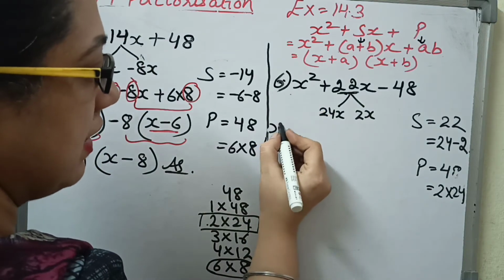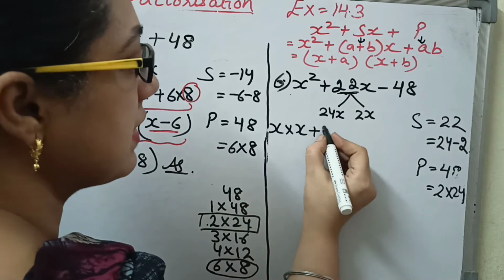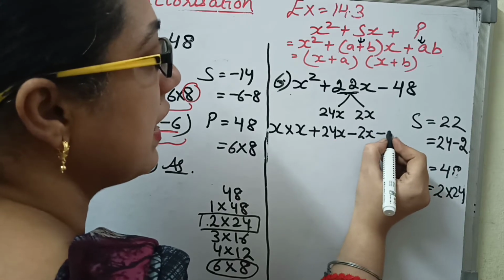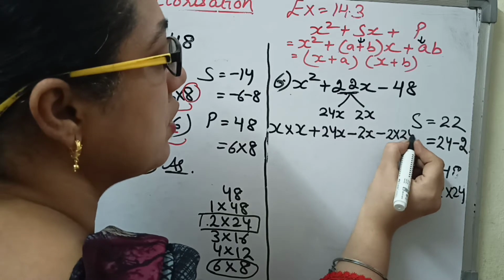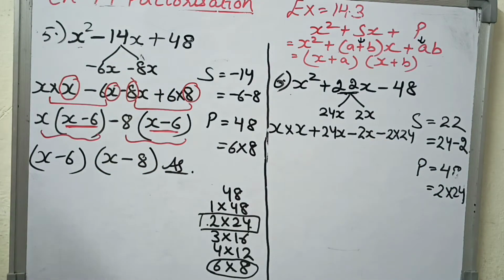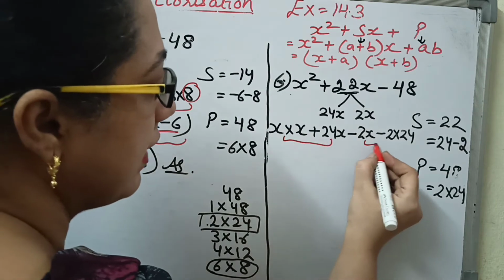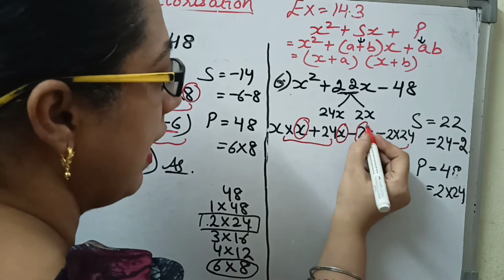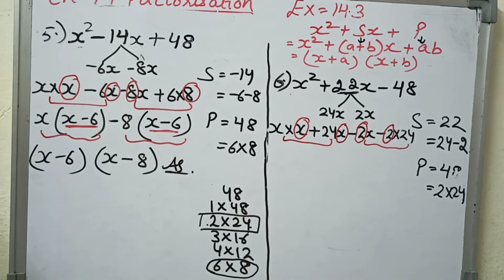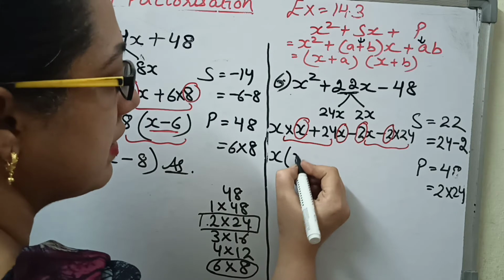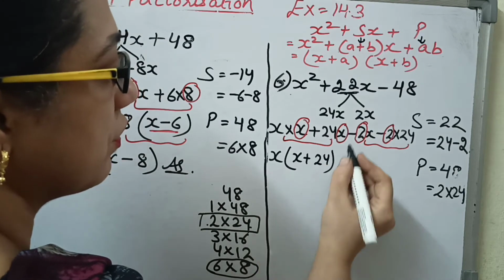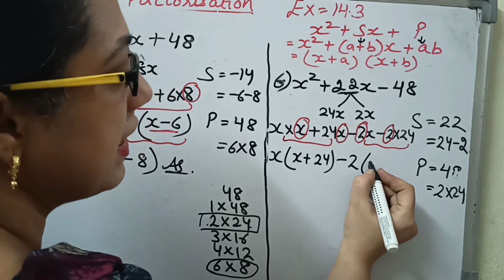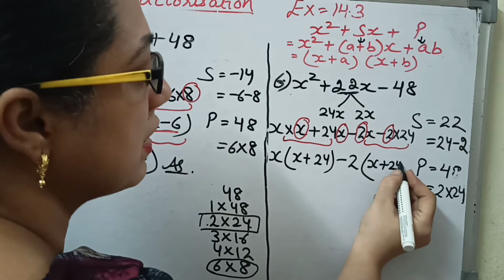Now write down x square, x into x, 22x can be written as 24x minus 2x, and minus 48 can be written as 2 into 24. Now consider first two terms and then last two terms. Take common. X is common in the first two terms and in the last two terms 2 is common. So write down x outside and the terms which are left, x plus 24. Here in the third and fourth term minus 2 is common and the term inside the bracket is x plus 24.